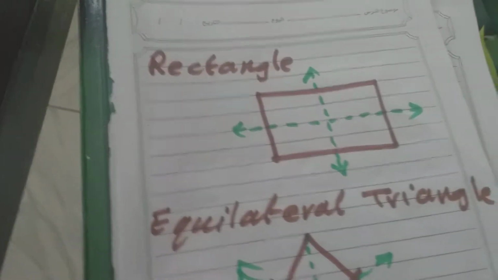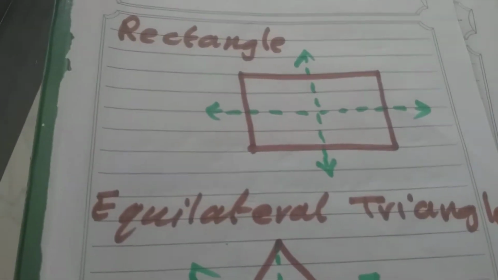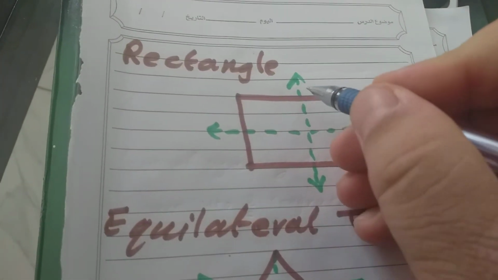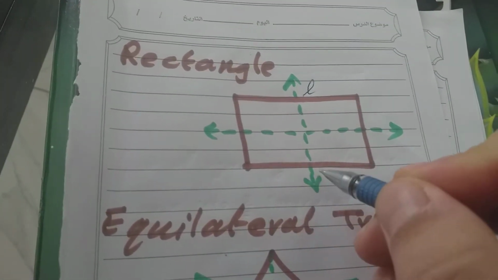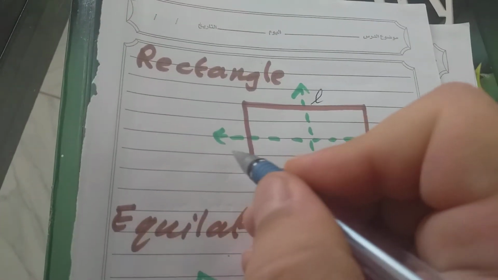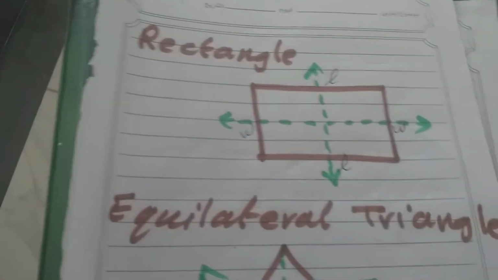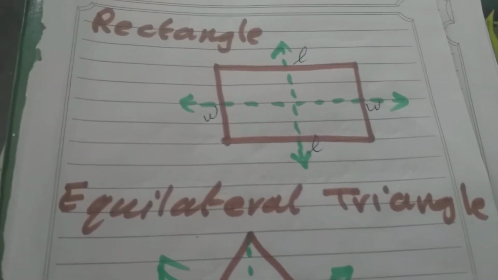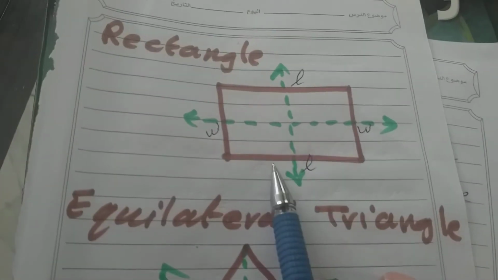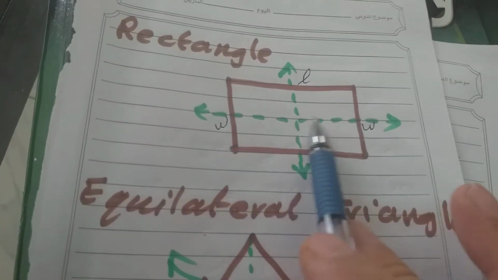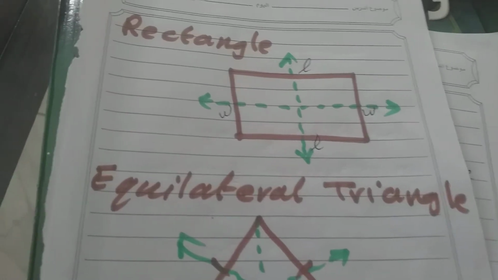Rectangle. Of course, in a rectangle, you know that we have two lengths and two widths. This is length, and this is width, as you know. So how many lines of symmetry can we draw for a rectangle? We have 2, as you see. Each one divides the rectangle into two equal halves. This one divides it into two equal rectangles.